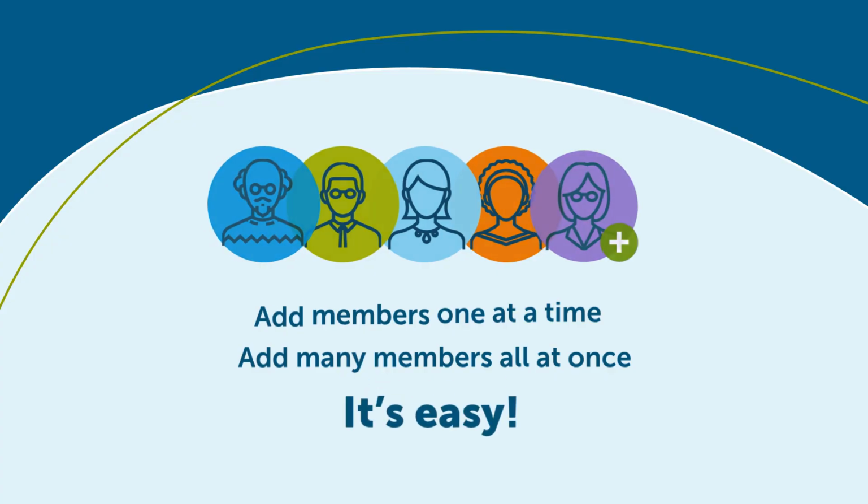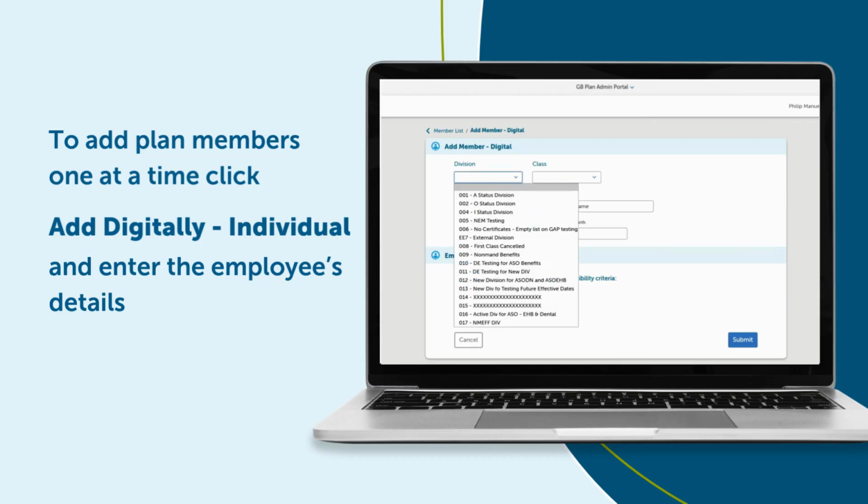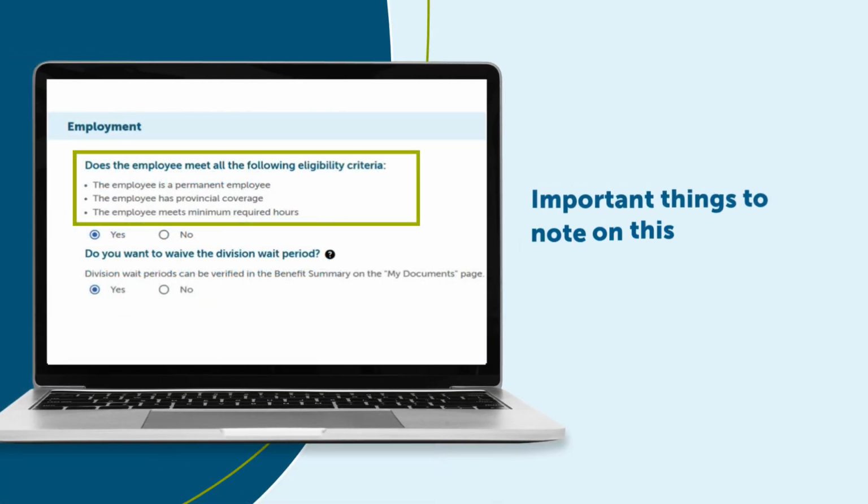Either way, it's easy. To add plan members one at a time, click Add Digitally Individual and enter the employee's details you see on the screen. Here are some important things to note while you are on this screen. Ensure that your members meet the following eligibility criteria.